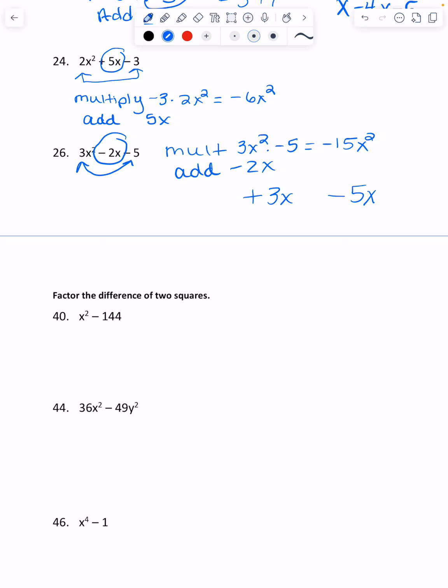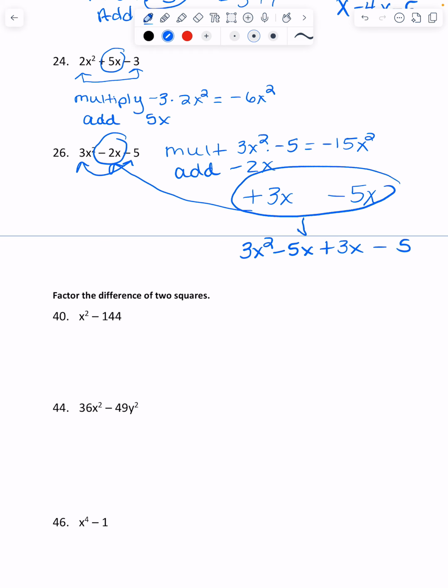So what we're going to do is take those two factors and replace the negative 2x with them. So that's 3x squared minus 5x and a positive 3x. We're going to replace those two factors. And if I add this together, negative 5x and 3x does give me negative 2x. I haven't changed my problem. I just rewrote it in a different way. I rewrote it so that I have 4 terms.